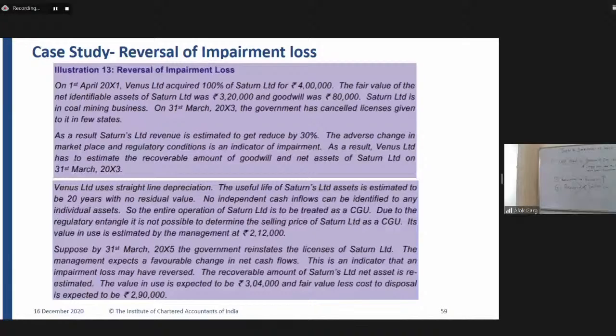Saturn Limited is into coal mining business. On 31st March 2003, the government has cancelled licenses given to it in few states. So the company is into coal mining business, and on 31st March 2003, that is after 2 years, the government has cancelled licenses given to it in few states, and hence it is an external indicator of impairment.